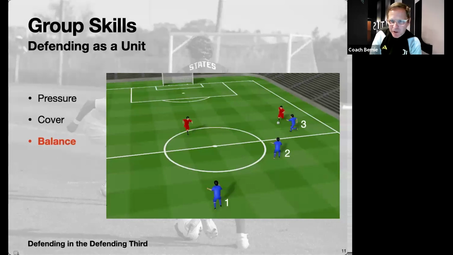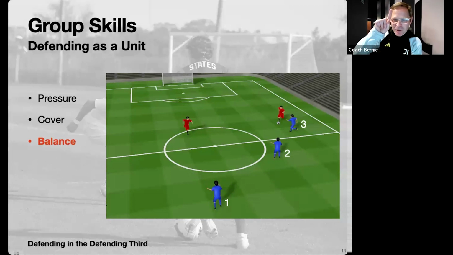How many balance players, if you're playing 11v11, you got a pressure player and a cover player, how many players are on balance? Two, one or two, couple? Keep going. Well, answer up, everybody. Take a stab at it. 3, okay. I see 3, I see 2, 1, 2, 8. Okay, let's hold right there.